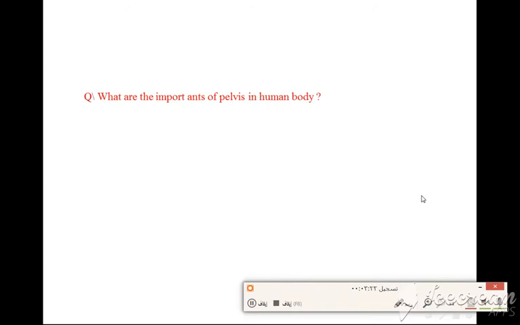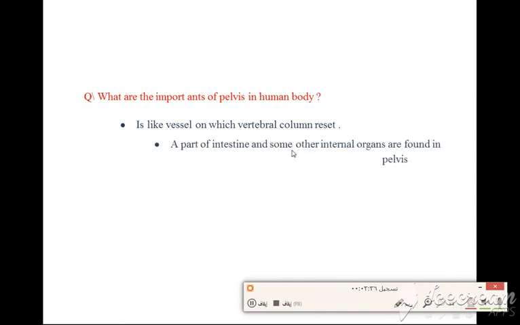Now, what are the importances of the pelvis in a human body? One is like a vessel on which the vertebral column rests. A part of intestine and some other internal organs are found in the pelvis.